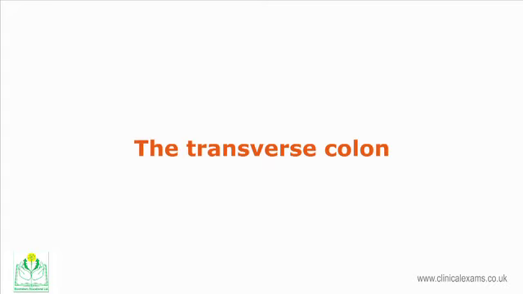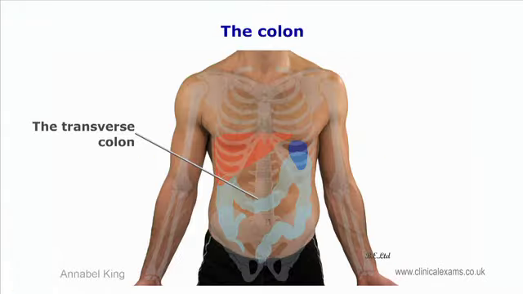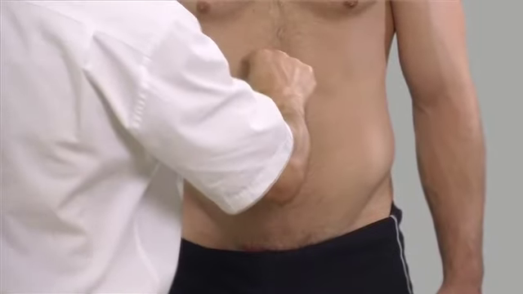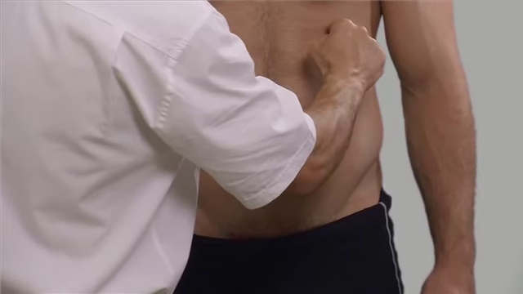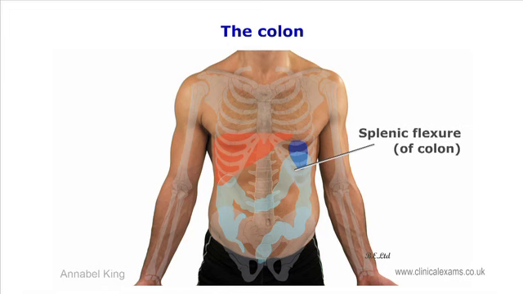The transverse colon. This section starts from the hepatic flexure at the transpyloric plane or at the 10th costal cartilage. The colon extends to the left costal margin or at the 8th costal cartilage, and near the spleen it folds downwards. This is referred to as the splenic flexure.